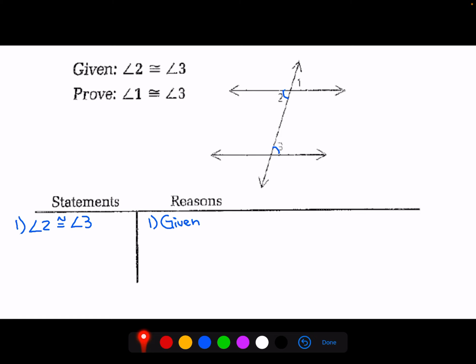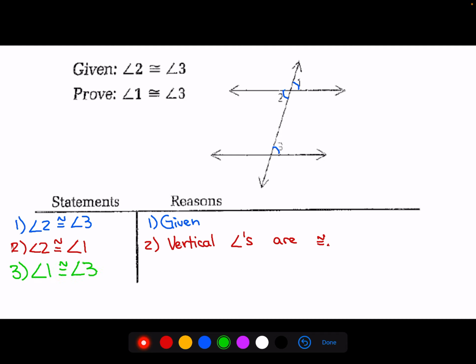Now, looking at this, angle 1 and angle 2, what's their relationship? Well, they're vertical angles. So my next statement, I can say angle 2 is congruent to angle 1 because vertical angles are congruent. And if that's the case, well, if 2 is congruent to 3 and 2 is congruent to 1, could I skip 2 entirely and say angle 1 is congruent to angle 3? Absolutely. So I can say angle 1 is congruent to angle 3, which is what we're trying to prove up here.